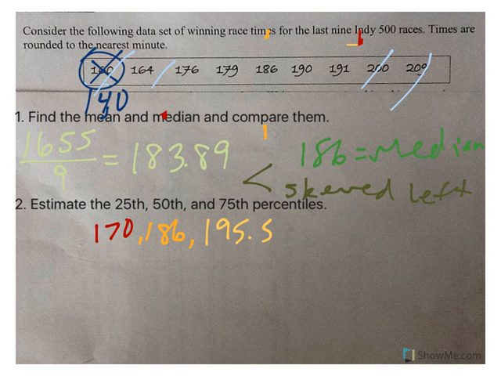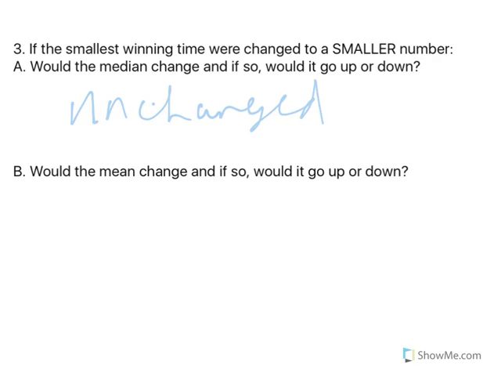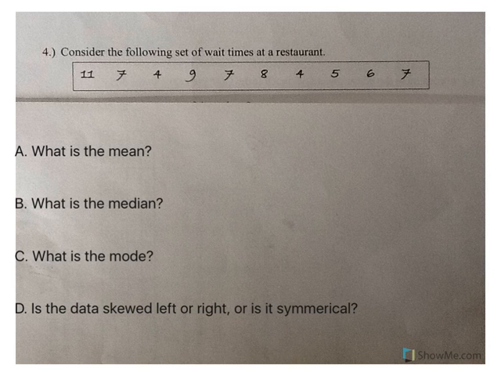But what about the mean? If we change this to 140, how would the mean change? Well, when you add them all together, you're going to get a smaller number. So the mean is going to get smaller because we have a smaller total when we add them all together. All right, let's go to a new data set to find the mean, median, mode, and then how it's skewed.